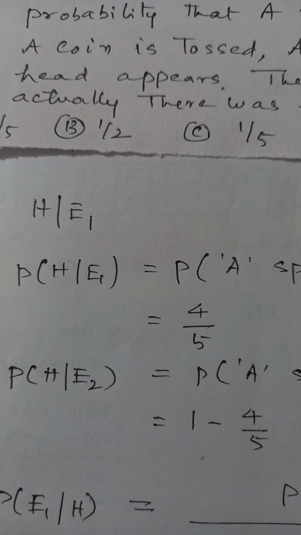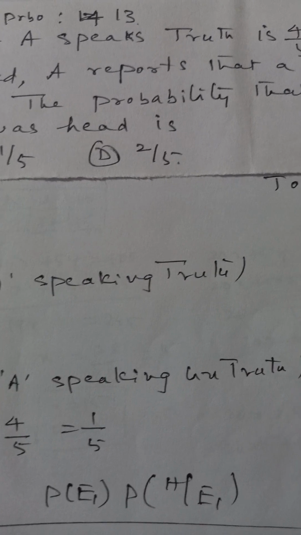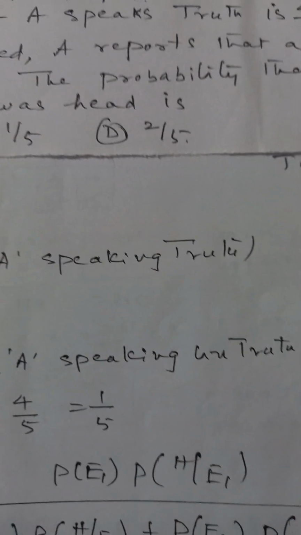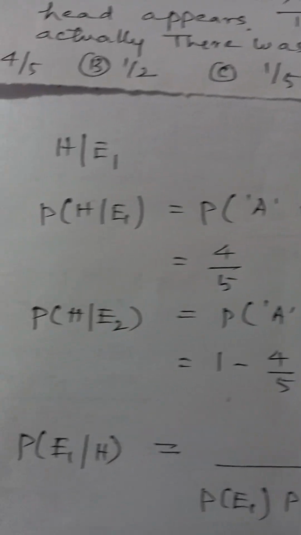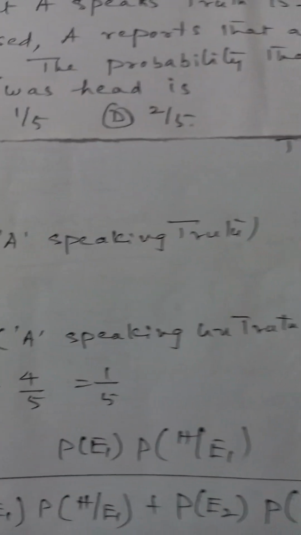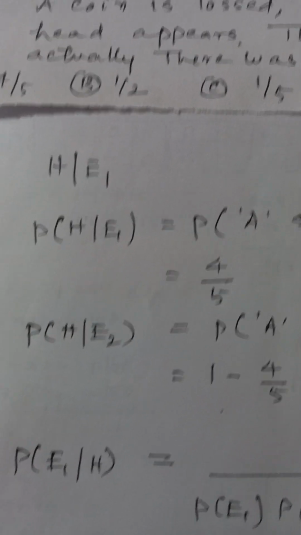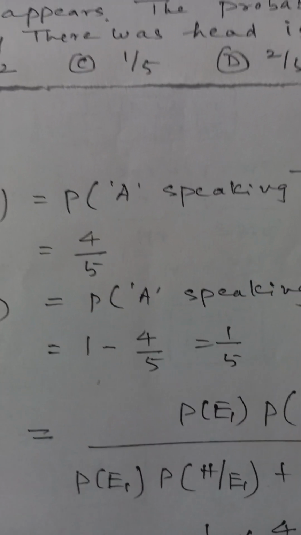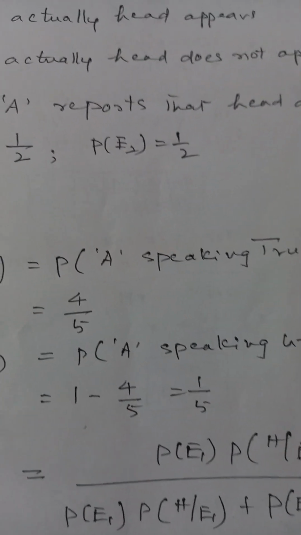And when a coin is tossed, he looks at the coin and he says that a head appears. Now, the probability that actually there was head is, what is the probability of his speaking truth about the tossed coin? So, out of these four options, we have to find out which one of them is correct. And we'll analyze the problem and try to find out the answer for that.